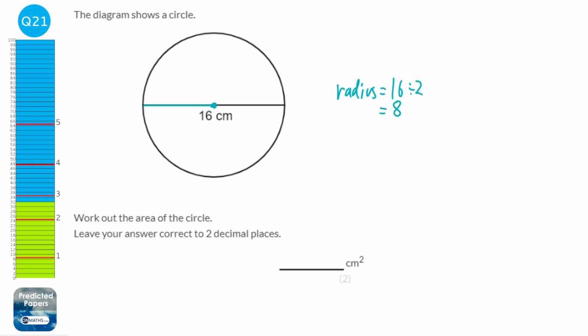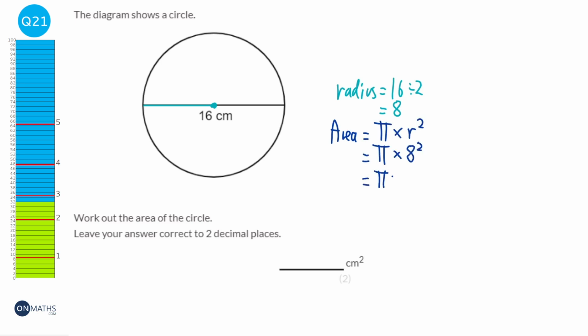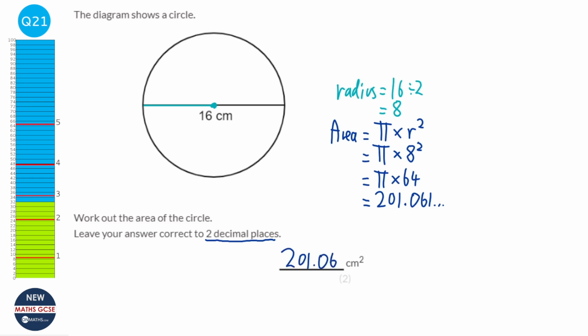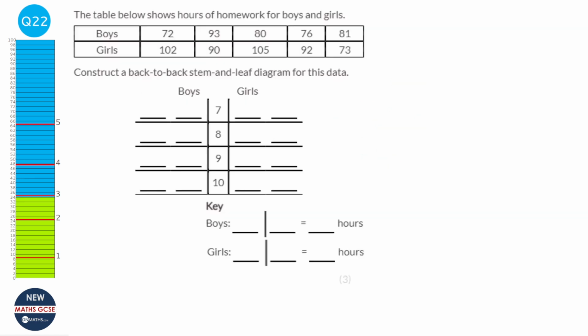The formula for working out the area of a circle is pi r squared, or pi times r squared. The radius is 8, so it's pi times 8 squared, or pi times 64. When we type that into the calculator, we get 201.061, blah blah blah. And the question asks it to 2 decimal places, so rounding that to 2 decimal places, we get 201.06 centimeters squared.